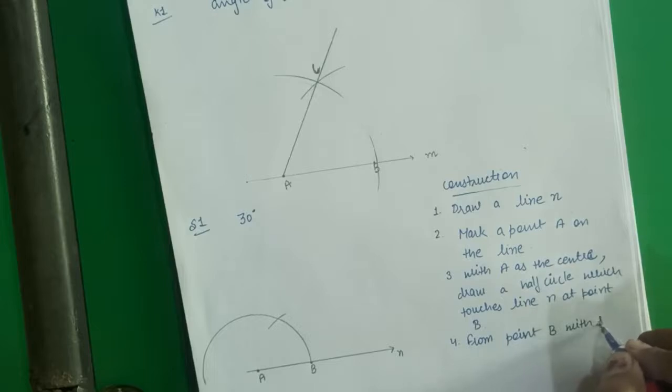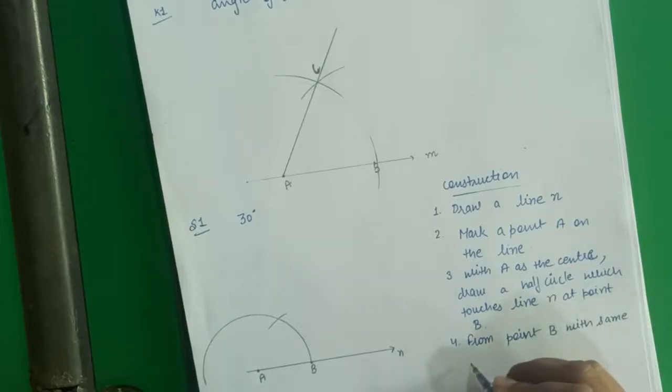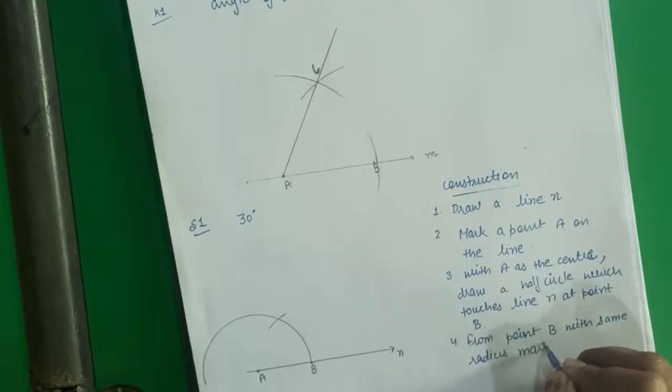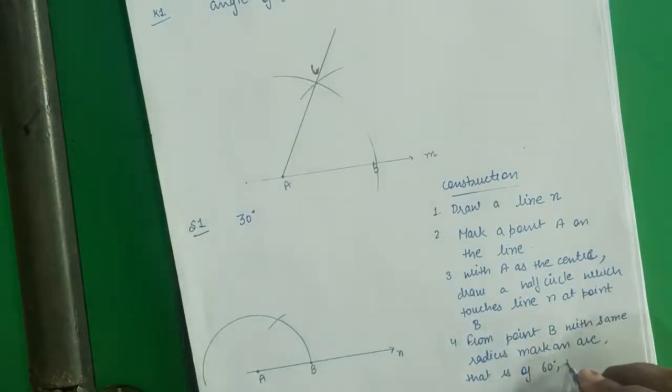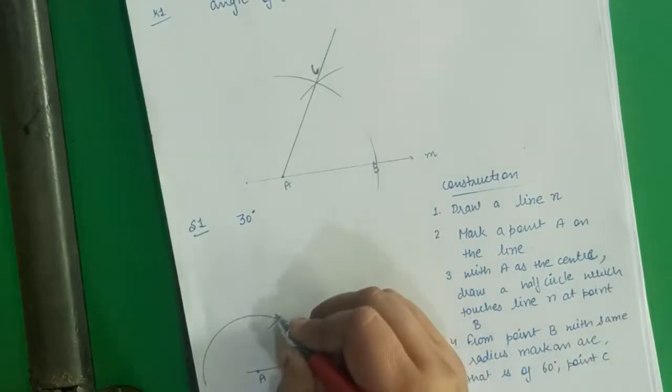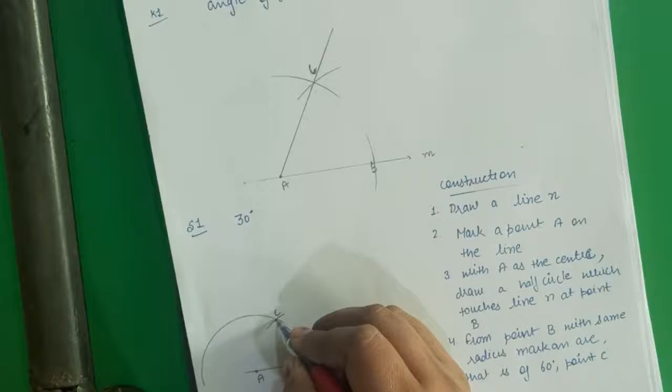with the same radius, mark an arc, and that is of 60 degree. That is of 60 degree. Now give the name to that point C. This will be point C.